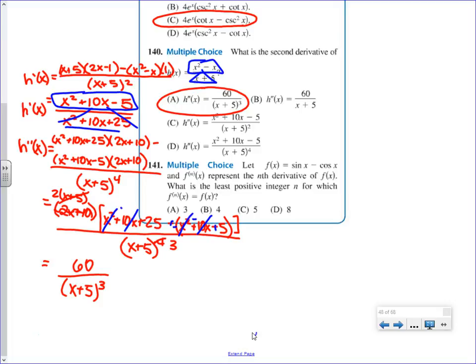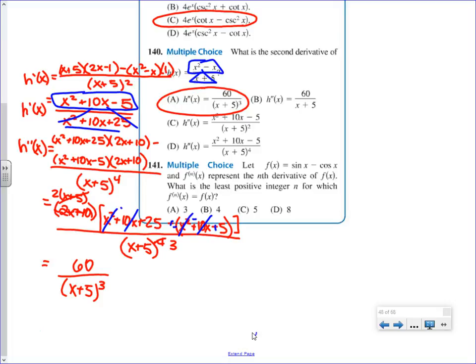Okay, number 141. Let f of x equal, here's our function, and let f superscript n represent the nth derivative. Which could be, if n was 1, the first derivative, n was 2, the second derivative, if n was 3, the third, if n was 4, the fourth, and fifth and sixth. That's why they put the th, because that's what most n's will be.